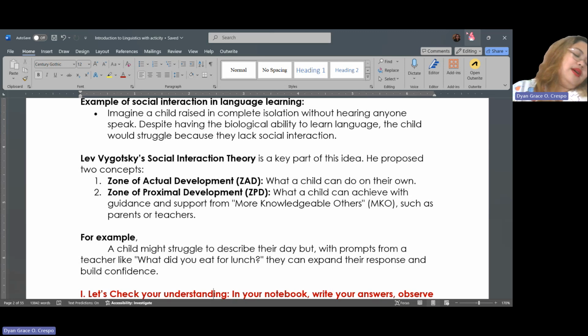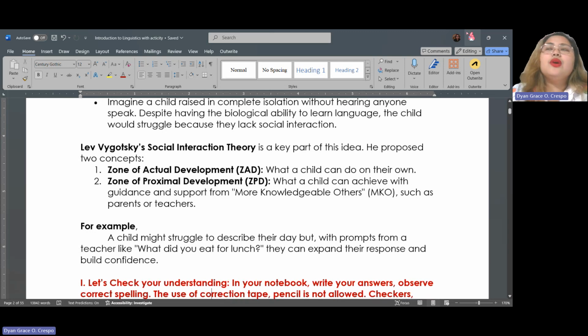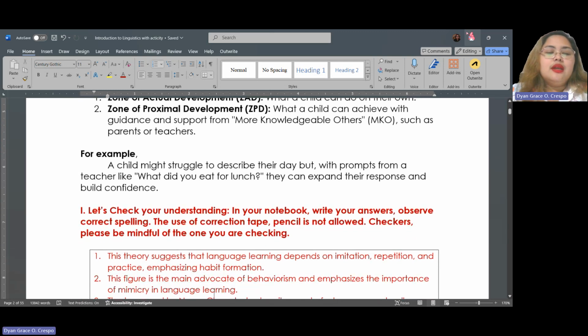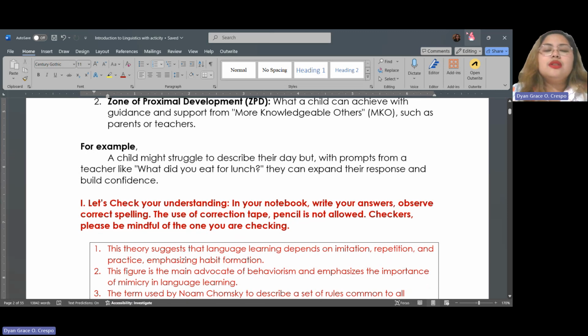Sometimes it's really boring to talk with a kid because you already know what this kid is talking about. You're getting bored. But it's really important to play with the kid and interact with the kid, because if not, it would be hard for them to speak fluently. We need an MKO, or more knowledgeable other. For example, a child might struggle to describe their day, but with prompts from a teacher like, what did you eat for lunch? They can expand their response and build confidence.